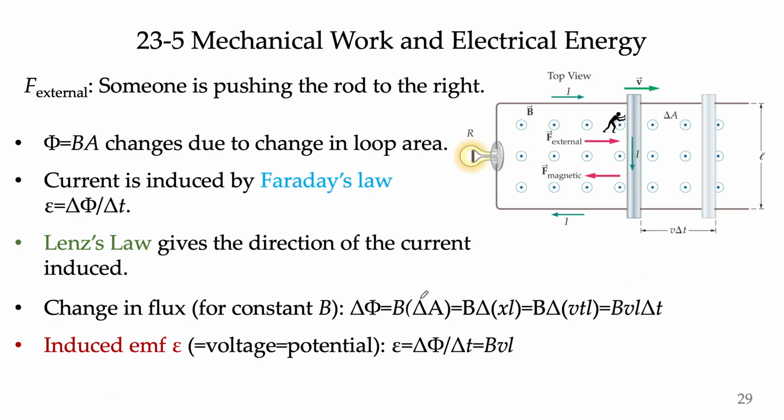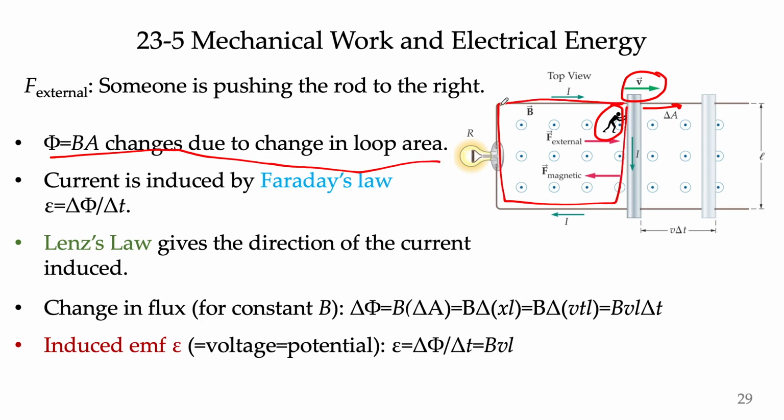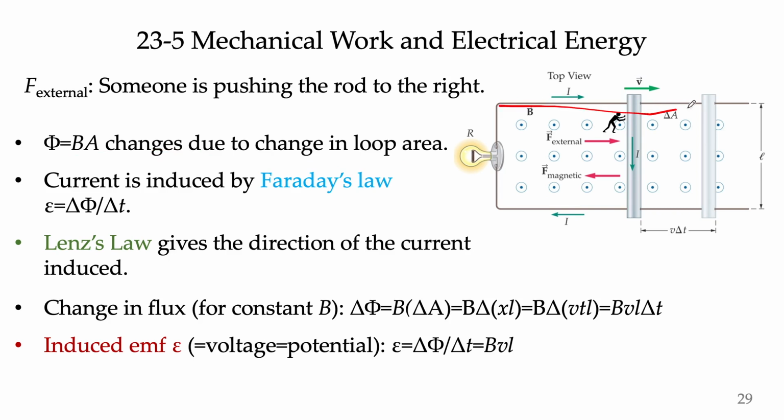Okay, so let's think about this situation now. Instead of gravity, let's say someone is pushing the rod to the right so that the rod moves with constant speed. Let's say this person is pushing it in a way that the rod always has the same speed. So the flux changes due to the changing loop area. Initially the loop area is this one, and finally, let's say at this point it becomes like this. So the loop area is increasing, so the flux is increasing.